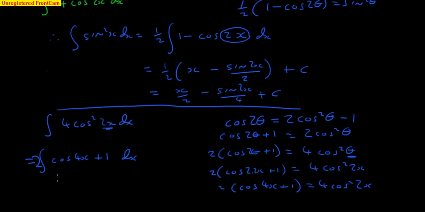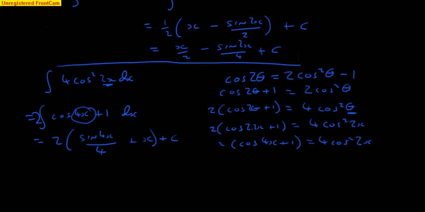And this we can integrate straight away because the 4x is a linear thing and there's no squares or anything going on, so it's all straightforward. The integral of cos is a sine. You must remember to divide by the derivative of that part, and the integral of 1 is x plus some constant. Finally, I will just finish that off, and we get sine 4x over 2 plus 2x plus a constant.